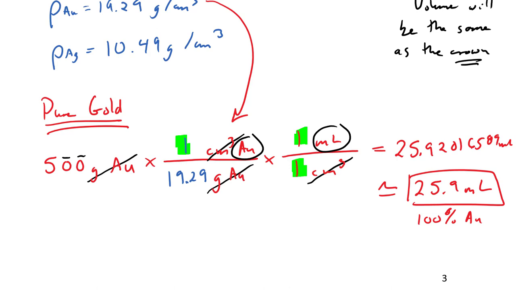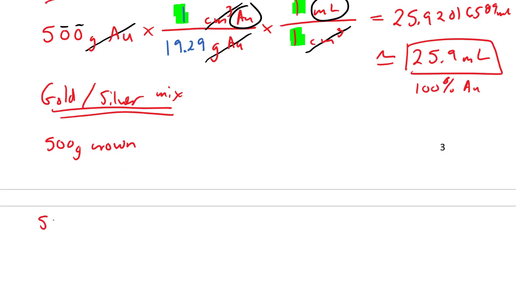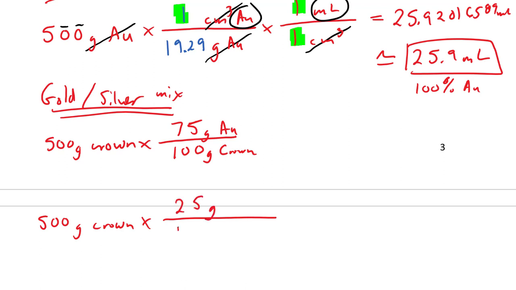We'll say 75% gold, 25% silver. Just enough that you wouldn't notice. So we'll have our 500 gram crown. We'll do one calculation for gold and one calculation for silver. They're both the same crown. Here, this is 75% gold. This is grams of crown, grams of gold. Down here, this is 25%, grams of crown, silver.